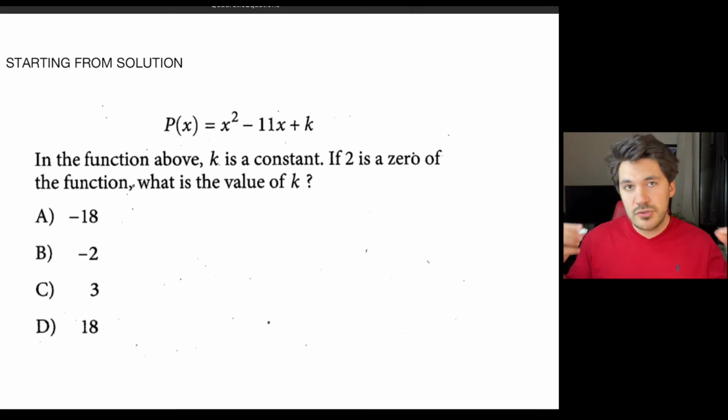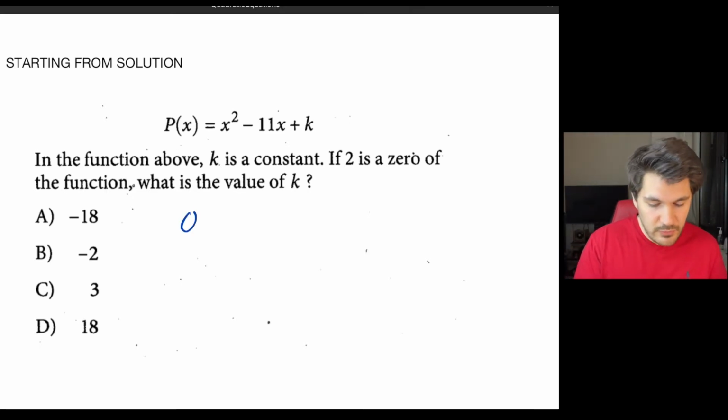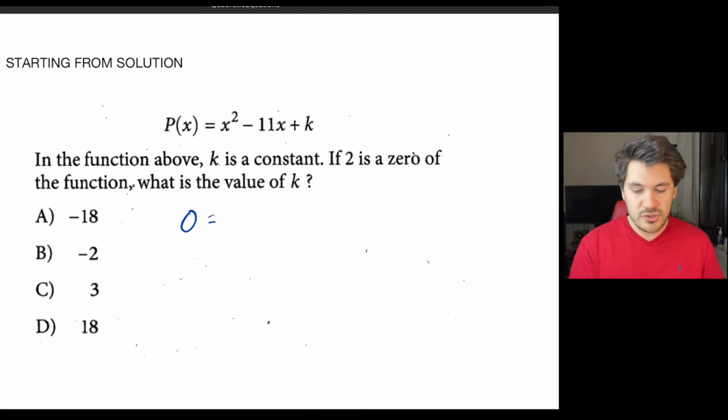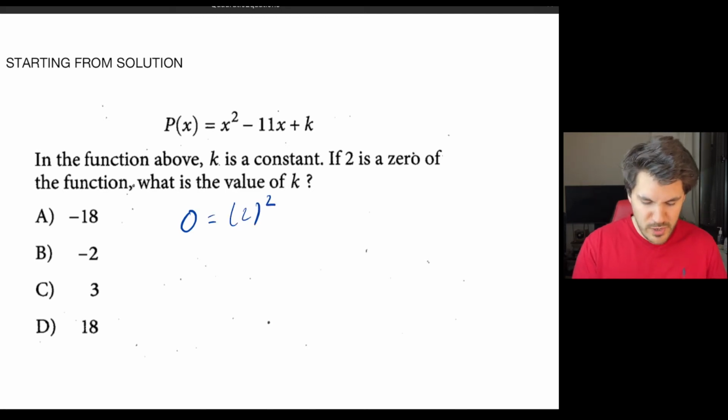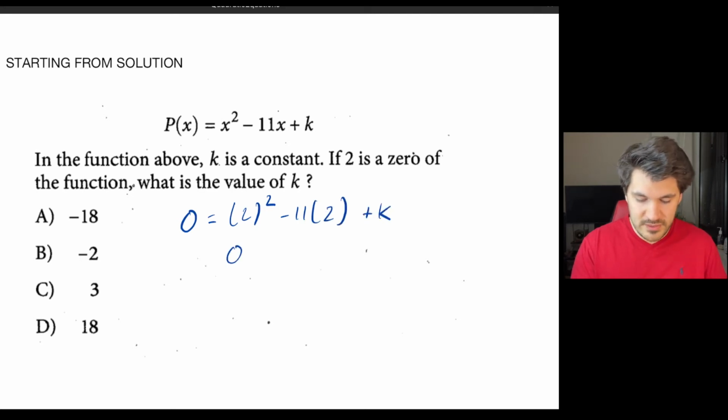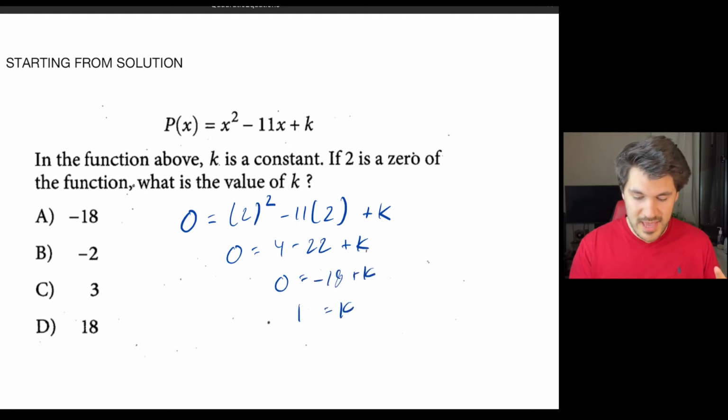So in this case, they gave you the 0. So what you're going to do is say 0 equals 2 squared minus 11 times 2 plus k. So 0 is equal to 4 minus 22 plus k. So 0 is equal to negative 18 plus k. So k is equal to 18. That's it.